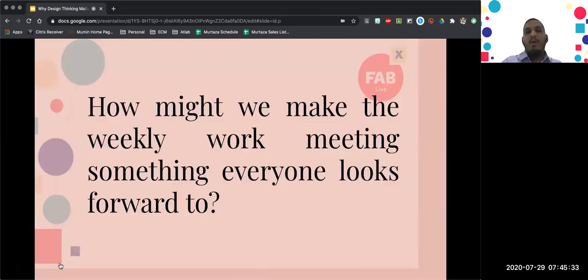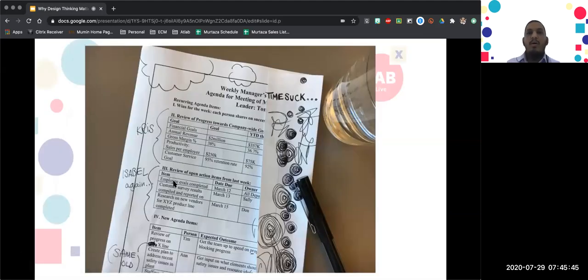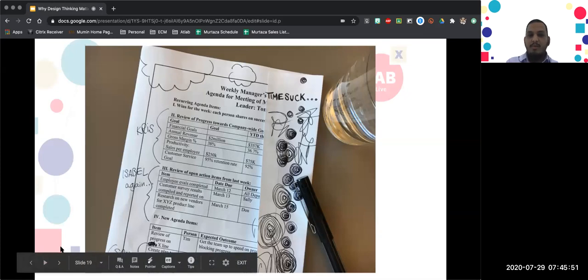Okay. The second problem is how might we make meetings something more enjoyable, something everyone looks forward to. Just take a screenshot of this picture here. It talks about the weekly manager agenda for a meeting, and someone has scribbled on it.